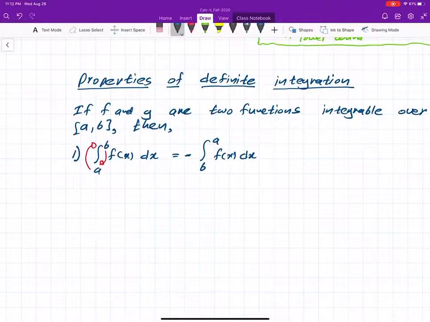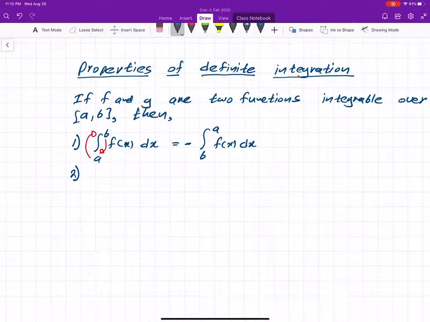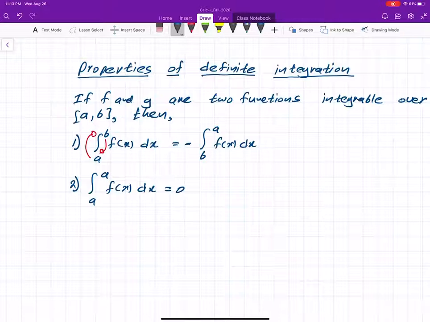Second property. Give me a little time, so I'm going to insert. Let me take this a little down. Great. Next property is integration from a to b. I'm sorry, it should be a to a. Integration from a to a of f of x dx should be 0.